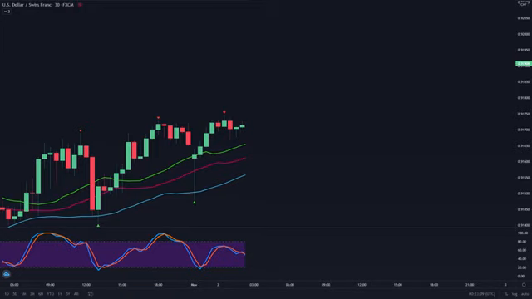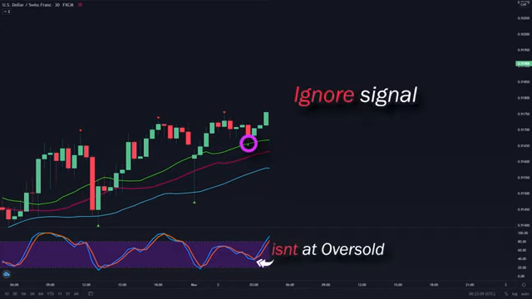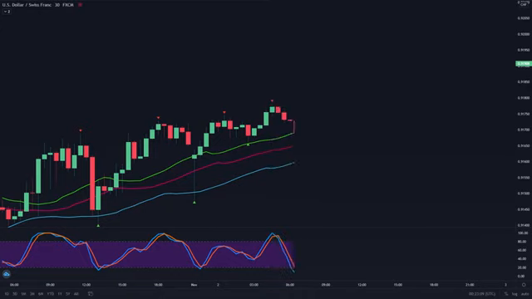In this chart, we can see that the price is on an uptrend as shown by the alligator. Next, we can see that a bottom fractal appeared, but the stochastics isn't at oversold yet, meaning you ignore this signal. Next, you can see that another bottom fractal has appeared, but this time, the stochastics is at oversold.